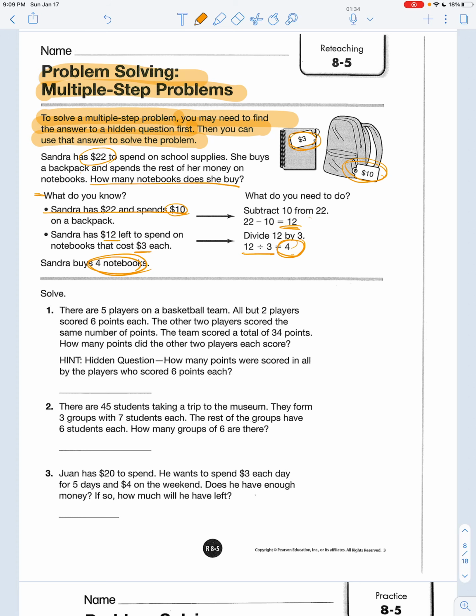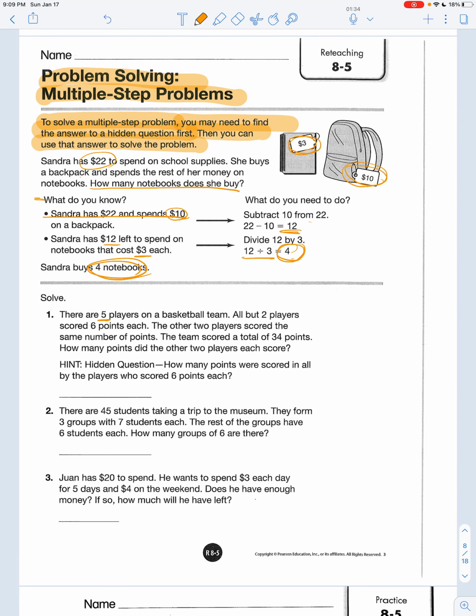Okay, so let's look at this. There are 5 players on a basketball team. All but 2 players scored 6 points each. So if we have 5 players, we have 1, 2, 3, 4, 5 players. And all of them but 2 scored 6 points. So we have 6 points, 6 points, 6 points. And these 2, we don't know because they didn't score 6 points, right? The other two players scored the same number of points.